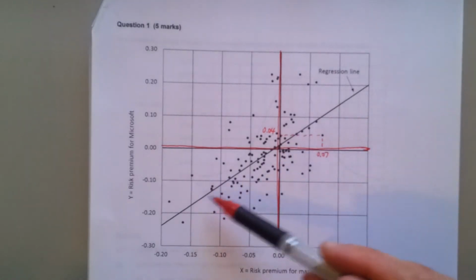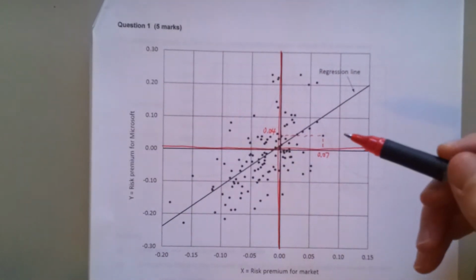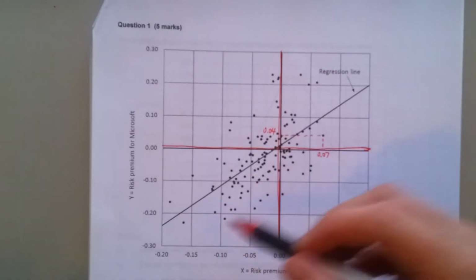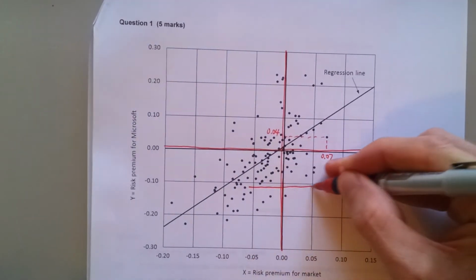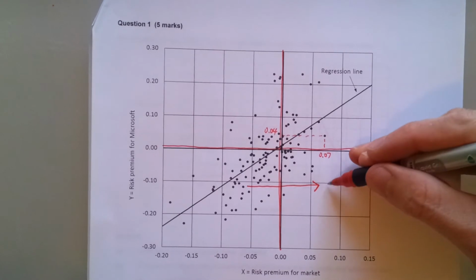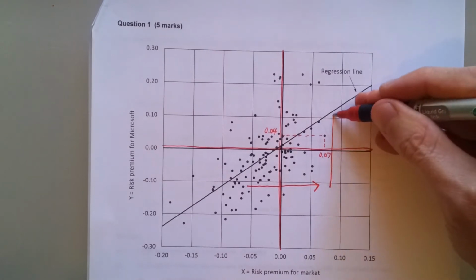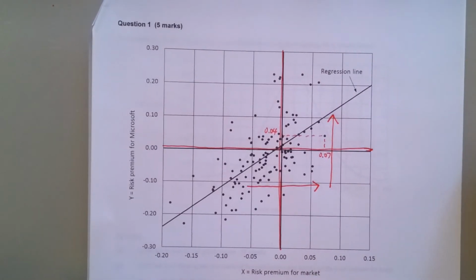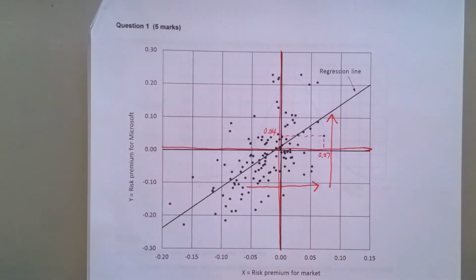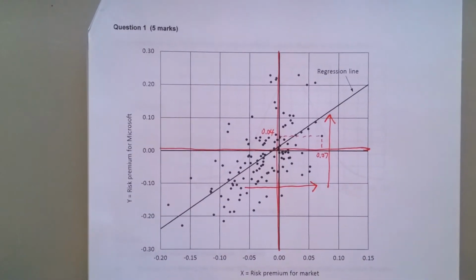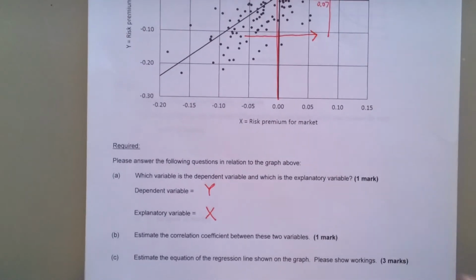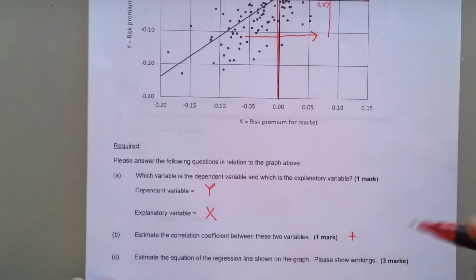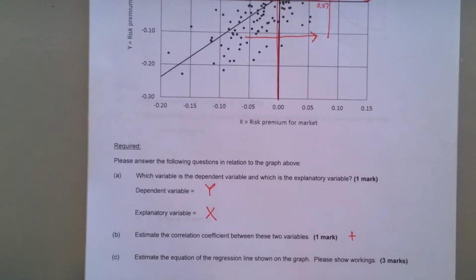So if we look at this relationship here, it seems there's a general trend that as x values get bigger, so moving in this direction, y values are also tending to get bigger. That means that there's a positive correlation between these two variables. So getting back down to our answer here, you would have got half a mark just for identifying that there was a positive correlation coefficient.